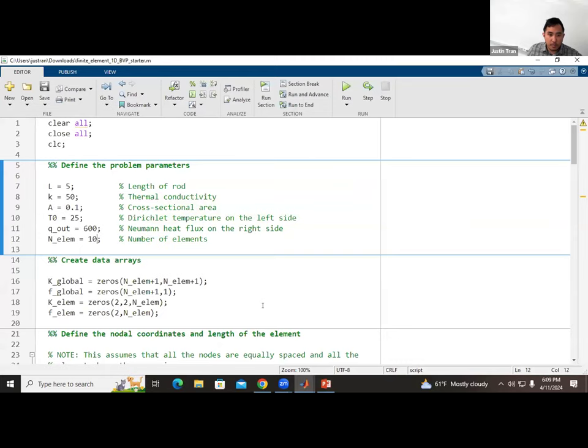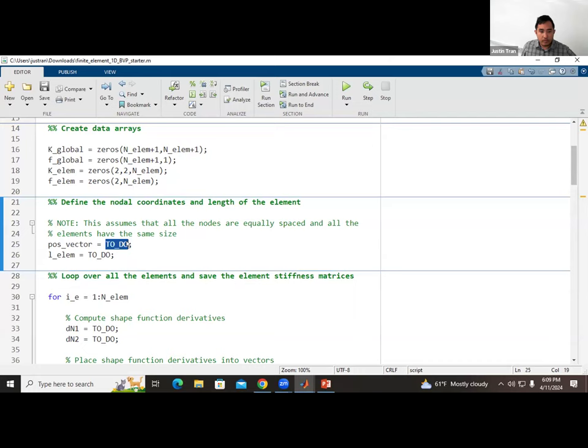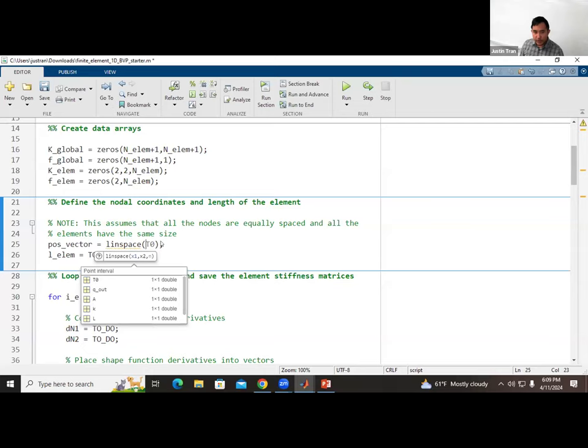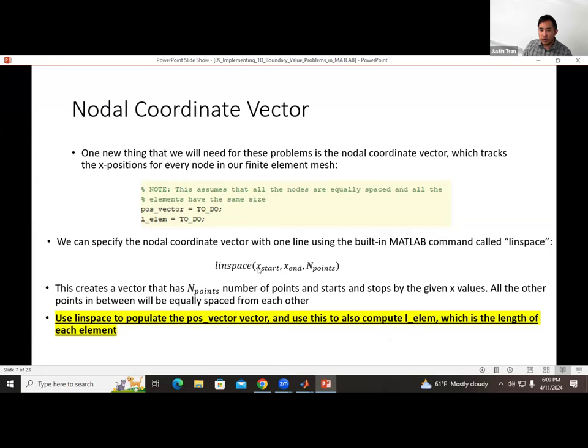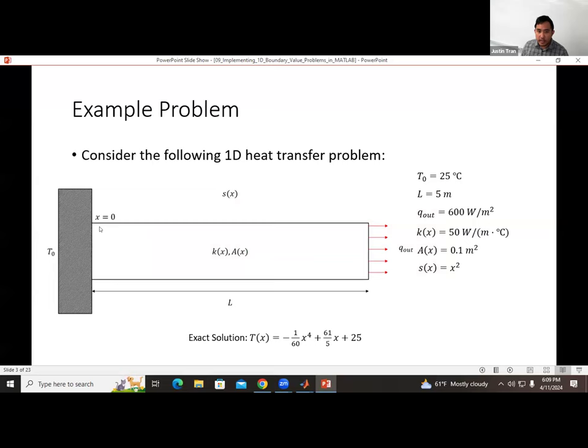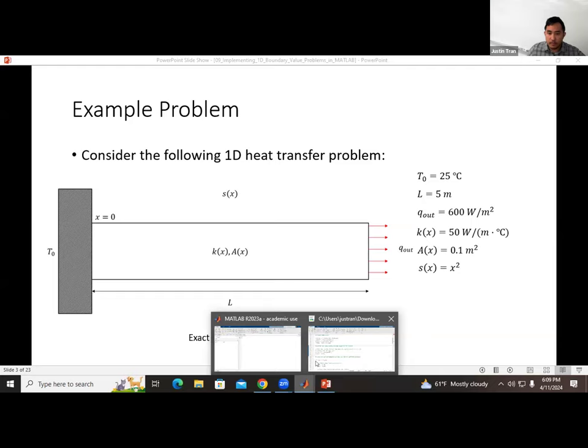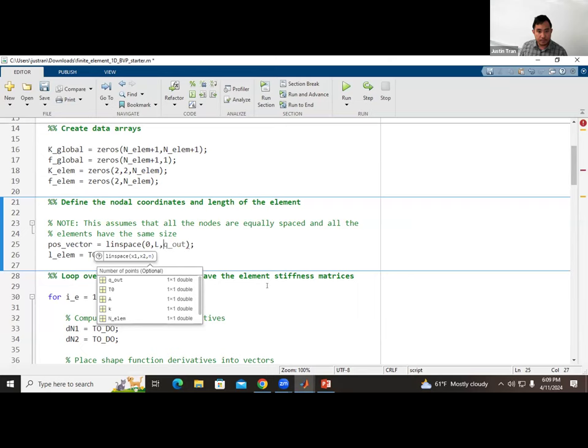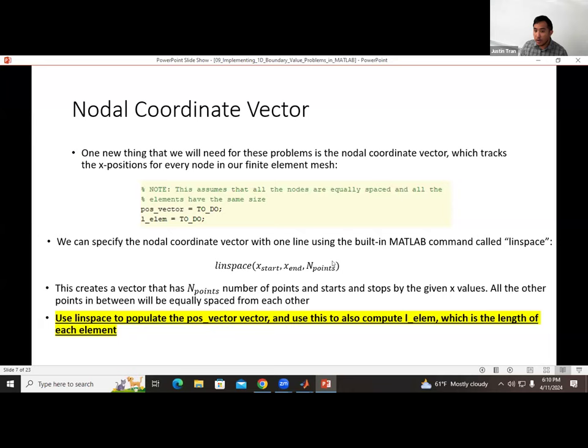So let's come back to the code here. Our position vector is going to be linspace. If you've never used linspace before, or if it's been a while, linspace takes 3 arguments. The first argument is going to be the start, the first entry in the linspace. For us, we're going to start our count at 0, because we're assuming that the X coordinate of the node on the left here is X equal to 0. Then the second entry in linspace is going to be the final entry, which in our case is the total length of our rod, so the second entry is going to be L. And then the last entry in linspace is going to be the number of points that you want.